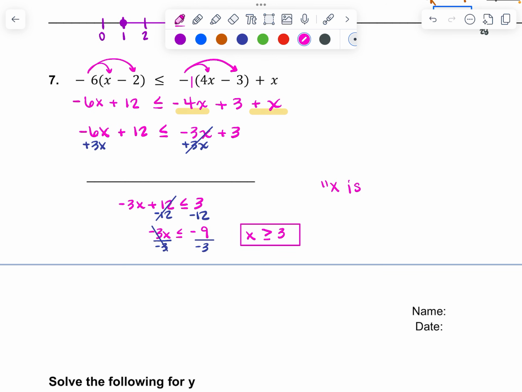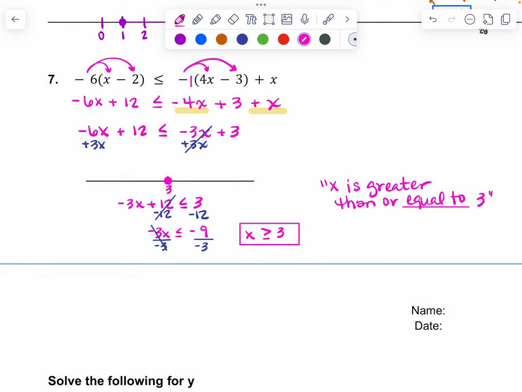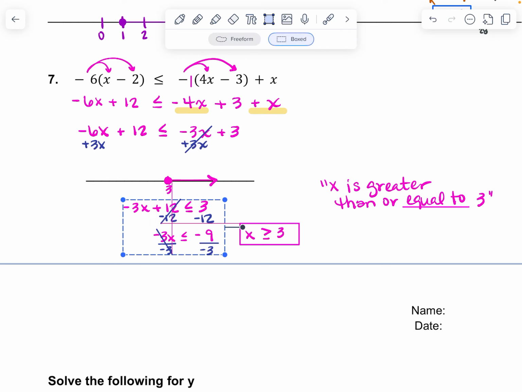All right, again, I'm going to write it out. X is greater than or equal to, I think it's weird that all of our examples are equal to, but that's okay, equal to 3. So that means we have a solid dot on the 3. Again, please remember, if it was not equal to, that's when we have an open dot. Okay. And it's x is greater than or equal to 3. So we need on the line where all the values are greater, which would clearly be to the right.